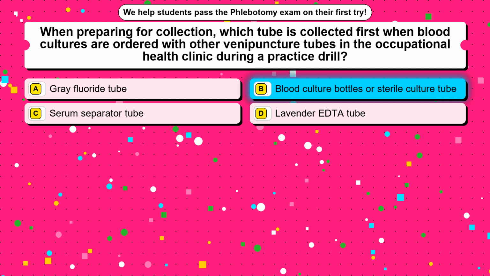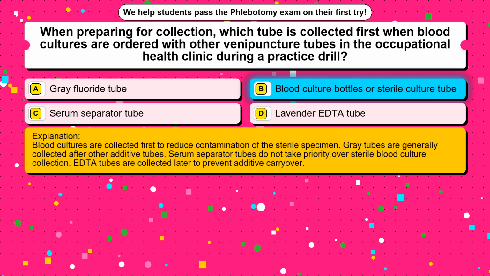Blood culture bottles or sterile culture tube. Blood cultures are collected first to reduce contamination of the sterile specimen. Gray tubes are generally collected after other additive tubes. Serum separator tubes do not take priority over sterile blood culture collection. EDTA tubes are collected later to prevent additive carryover.